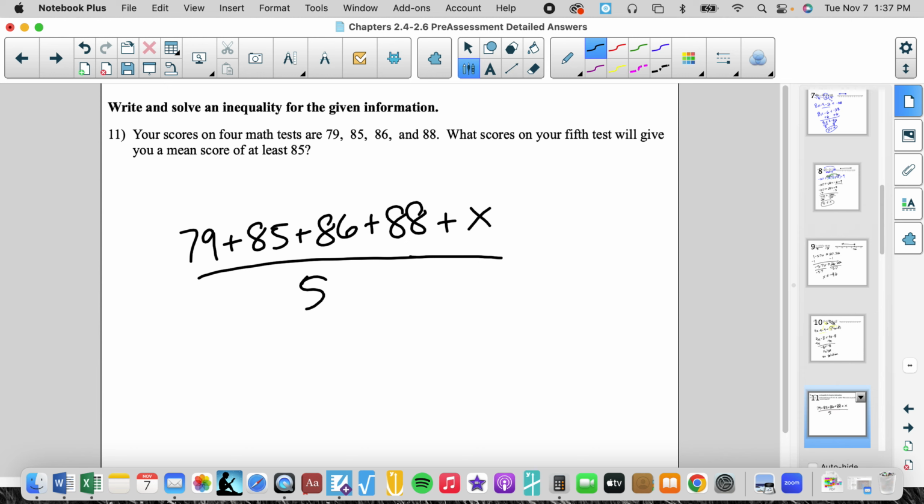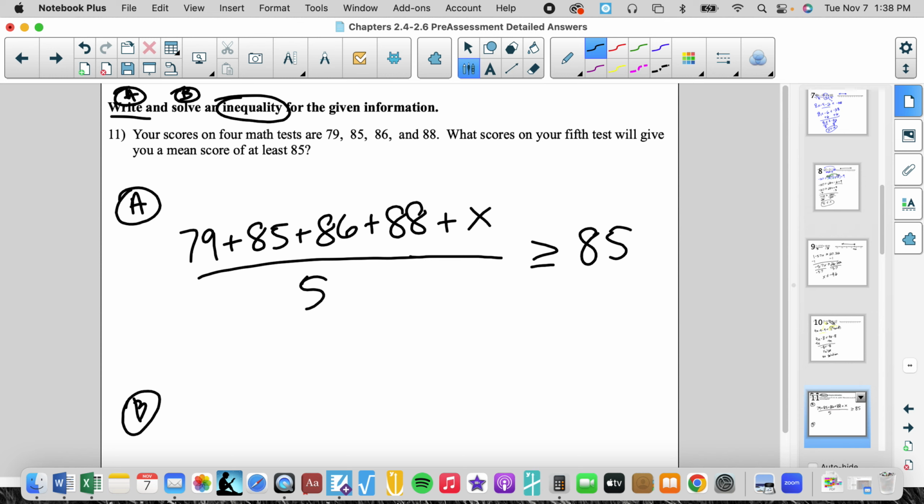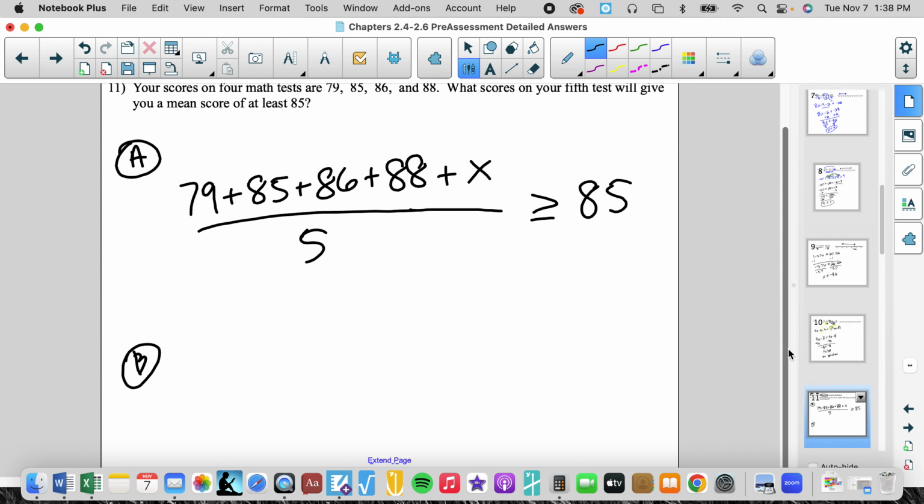And my fifth test will give me a mean score of at least. So this solution has to be greater than or equal to 85. So write and solve an inequality. This is the right part, write an inequality. So this is part A. And then part B is solve. So now we're going to solve that. So the first thing I can do is simplify.